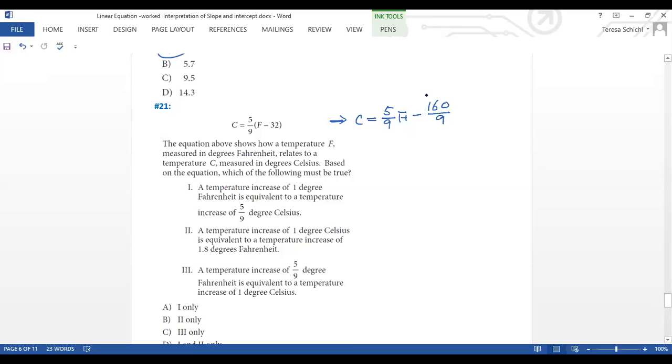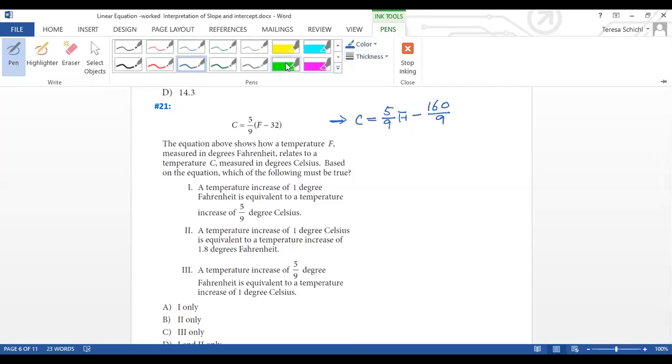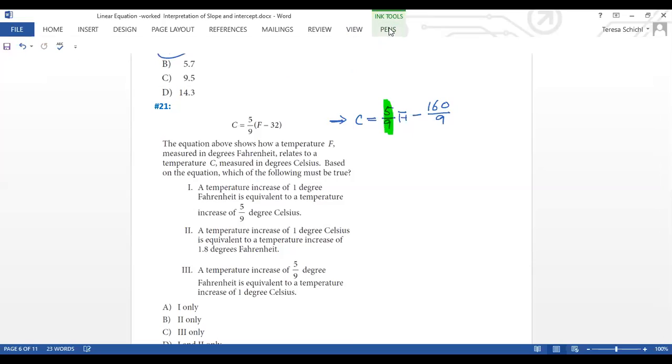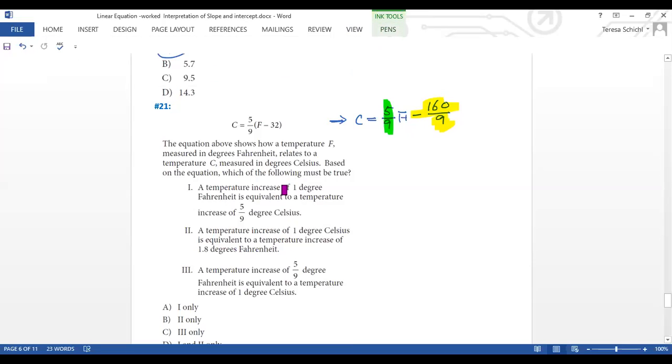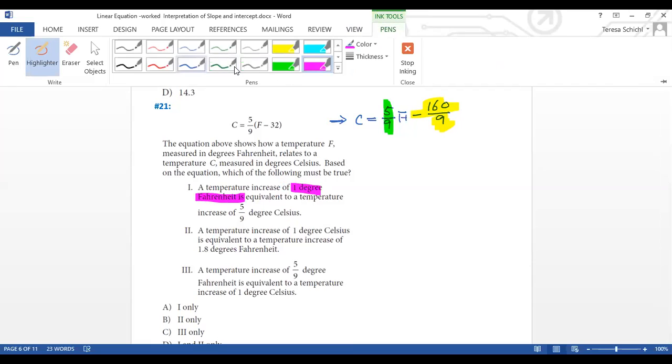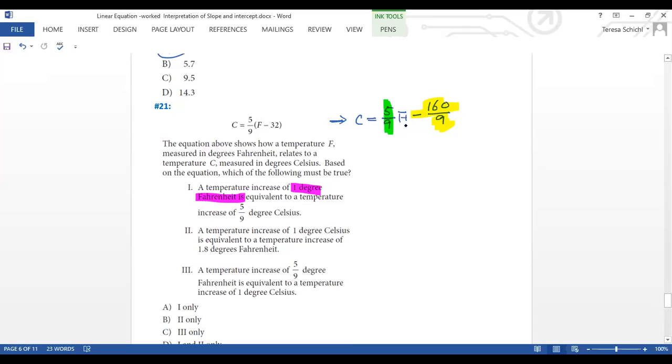So if you write it this way, this is the standard form. This is my slope, and this is my y-intercept. Now they say a temperature increase of 1 degree in Fahrenheit. That means your X is Fahrenheit, and Celsius is your Y. So when X increases 1 unit, what does the slope mean?